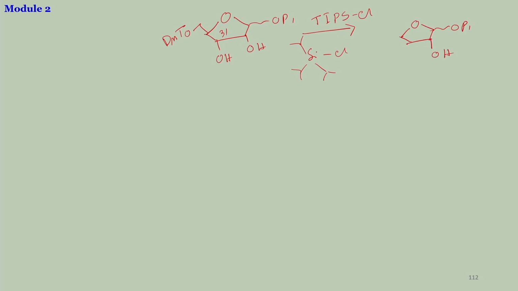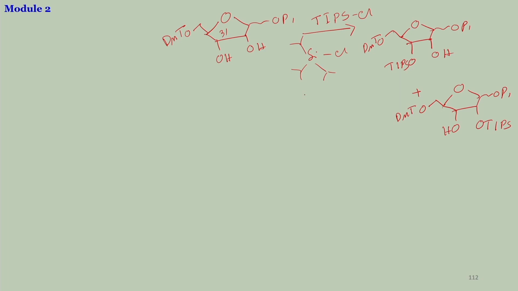If you treat it with a selective equivalent amount, then this should be O-TIPS. This is your DMT, plus you get the 2' protection also. TIPS, this can be free in this case. So, either the 3' can react or the 2' can react.